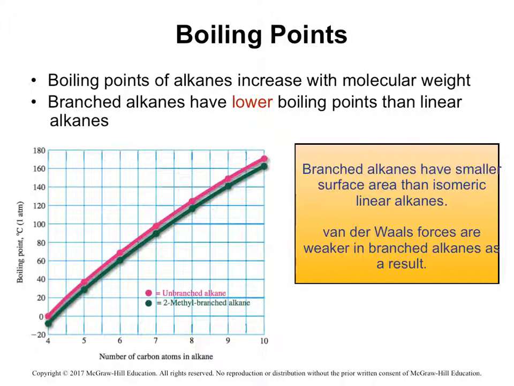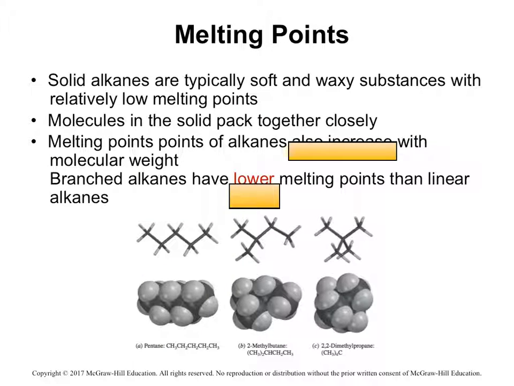And the branched ones actually have a lower one than if they were linear. That's the whole idea of the spaghetti noodle, once again. And all this is showing here is just the actual numbers. So, for example, this would be butane. And so methylbutane has a slightly lower boiling point than just regular straight chain butane.